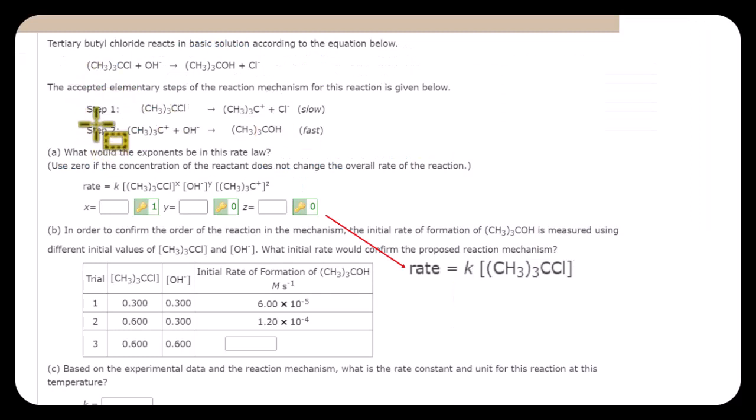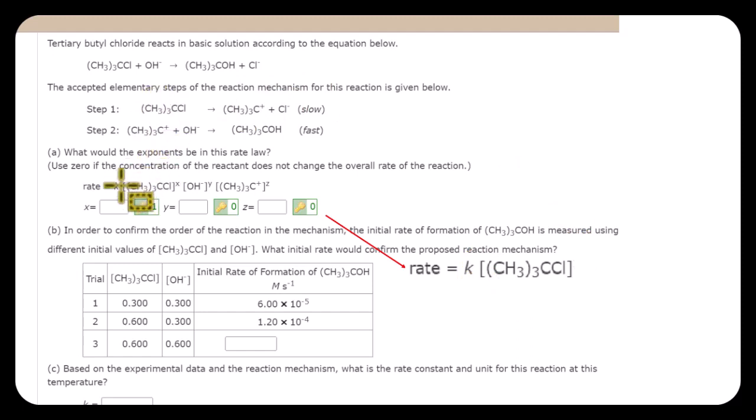Now, the reaction occurs in 2 steps. They've got a slow step where this stuff disintegrates and makes a cation. And then that cation picks up the hydroxide to become the alcohol. Now, the slow step of the reaction is what determines the rate law expression. And the only reactant in it is the tert-butyl chloride. And so that's the only thing we've got to worry about.